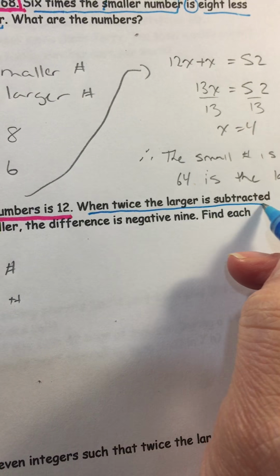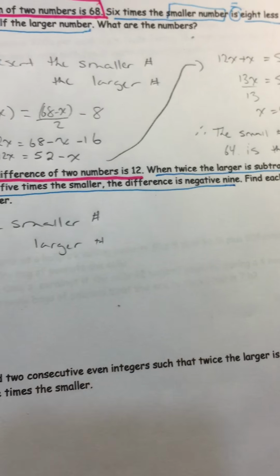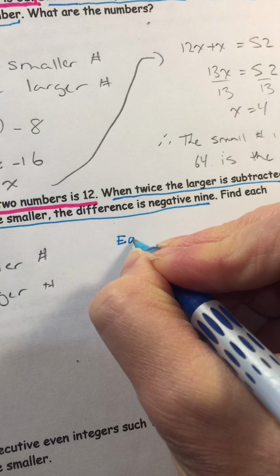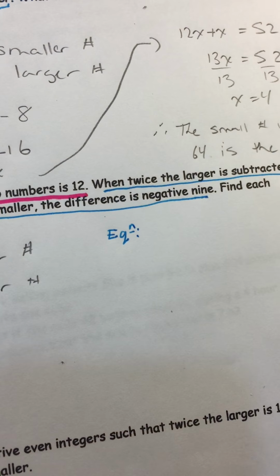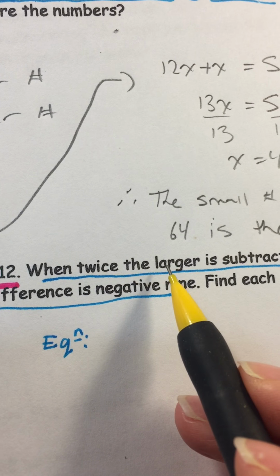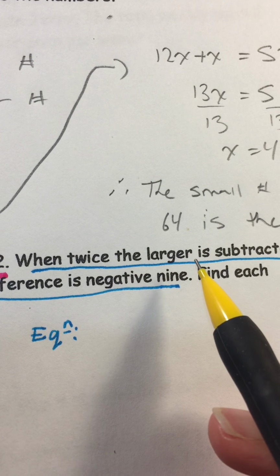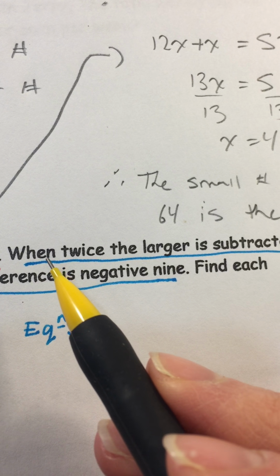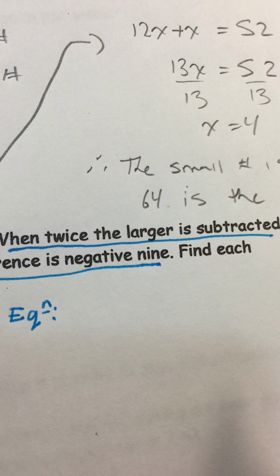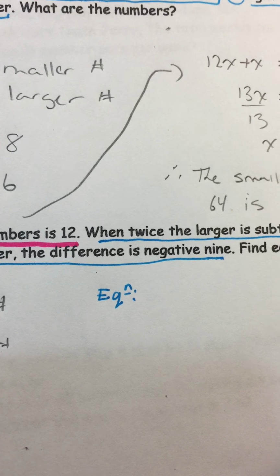When twice the larger is subtracted from 5 times the smaller, the difference is -9. That's my equation. So I'll write it over here. Equation. So let's go back and read that because there's a lot. When twice the larger. Now here isn't an equal sign yet because it's not always an equal sign, but often it is. If you read the whole sentence, it'll make sense. When twice the larger is subtracted from 5 times the smaller, the difference is -9.